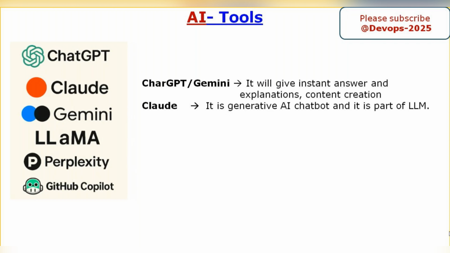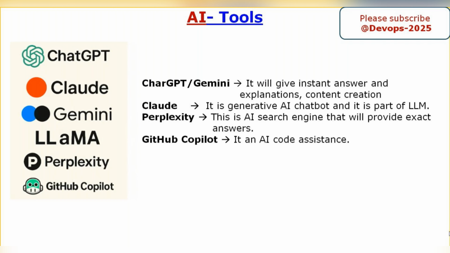And apart from that, if we use Perplexity, this is also very important. This is an AI search engine, so it will provide exact answers in less time. If you want to search for questions and answers, Perplexity is also very important compared to ChatGPT and Gemini. It will give answers in a fast manner.